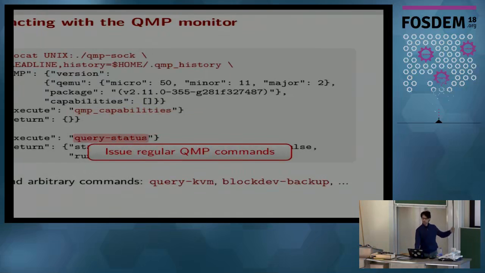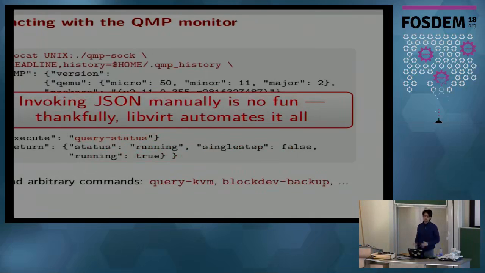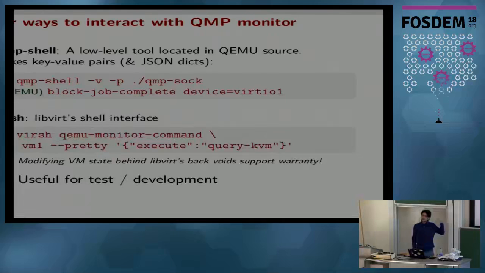So, regular QMP commands. But you don't want to type manual JSON commands unless... I don't want to finish that sentence. Thankfully, that's where libvirt comes to the rescue, to automate all this and provide a convenient wrapper. And there are other ways to interact with the QMP monitor. I mention this for completeness' sake, and also because I'll use the first one in some of the examples that I show.